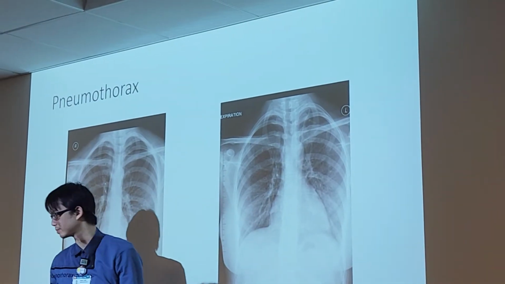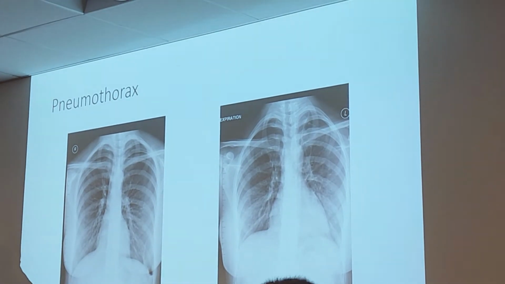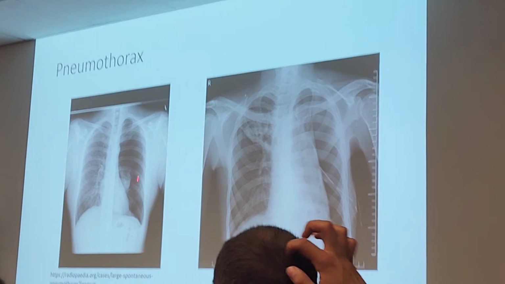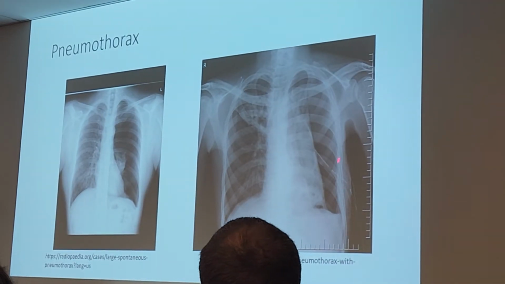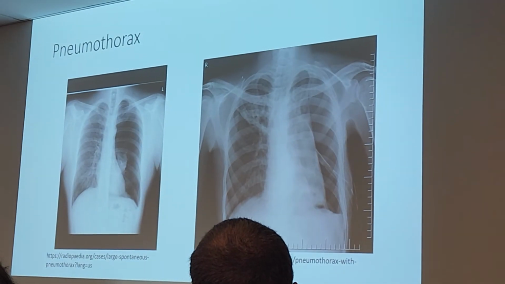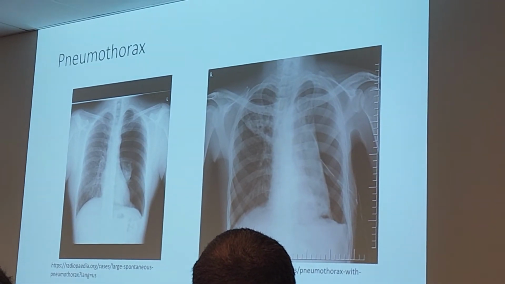Sometimes the pneumothorax can be kind of small like this. Sometimes the pneumothorax can be massive like this or like this. It depends on just how much air was able to make it into that pleural space.